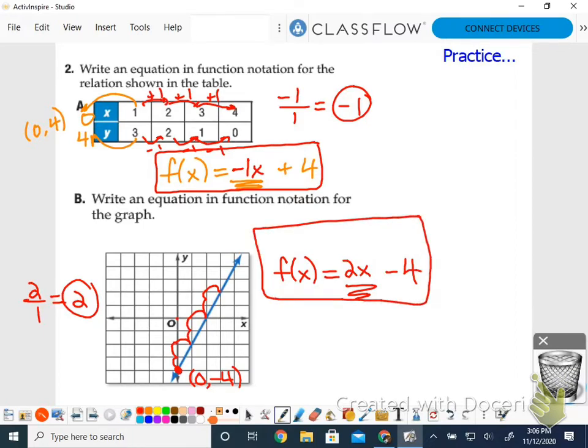So the number that gets added or subtracted at the end of your equation is just how far above or below the origin our line intersects the y-axis. And the number with the x is your rate of change, or we call it your slope. That's kind of what we're getting closer to, is y equals mx plus b and graphing lines.